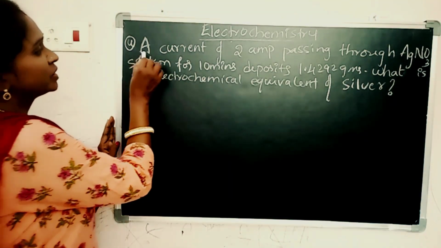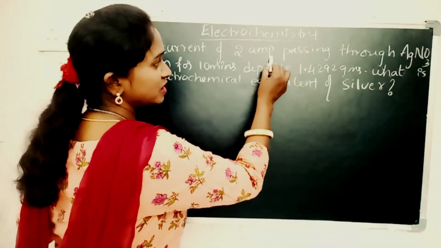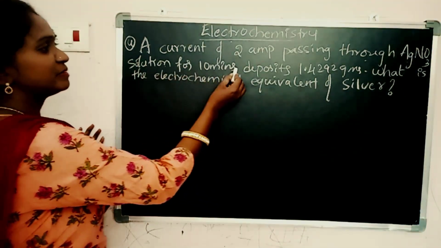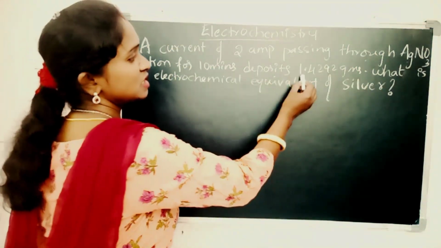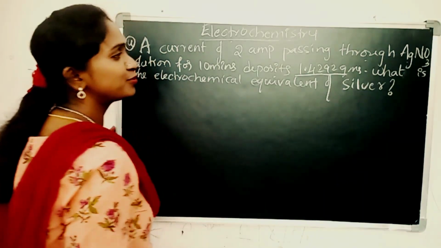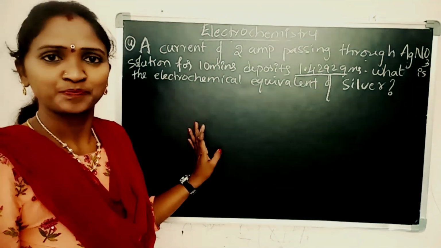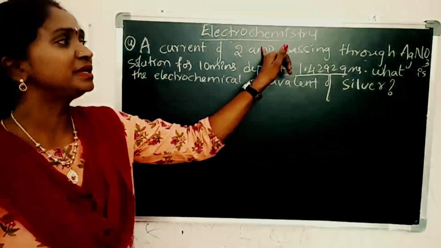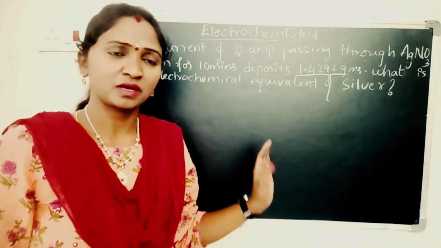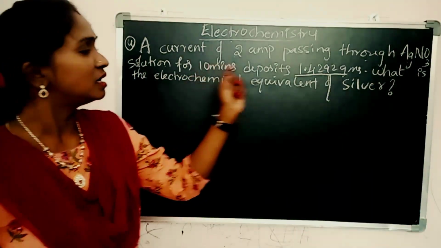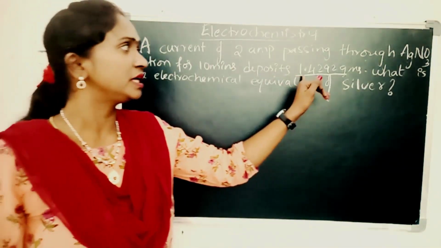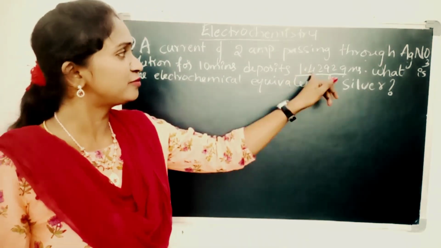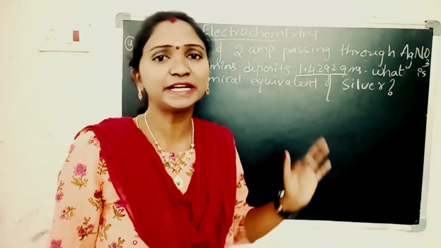See here, a current of 2 amperes passing through silver nitrate solution for 10 minutes deposits 1.4292 grams. Okay, when 2 amperes of current is passed through silver nitrate solution for 10 minutes, this amount of silver is deposited. That is, 1.4292 grams of silver deposited.